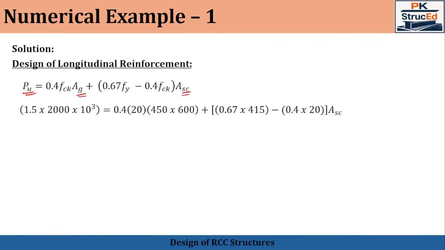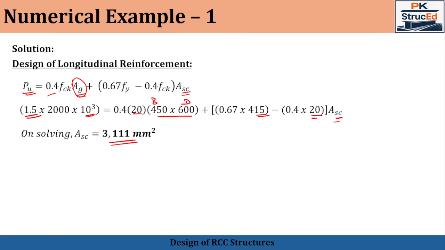Now, since the service load has been given, that has been multiplied with the 1.5 factor of safety. So 1.5 into 2000 kilonewton, converted into Newton, will be equal to 0.4 fck, where fck is the grade of concrete, which is 20, Ag is the gross area of the column, which is 450 mm by 600 mm, that is B into D, plus 0.67 fy, grade of steel, which is 415, minus 0.4 fck into Asc. This is what we are supposed to calculate. So solving this equation, we get the value of Asc as 3111 mm square.